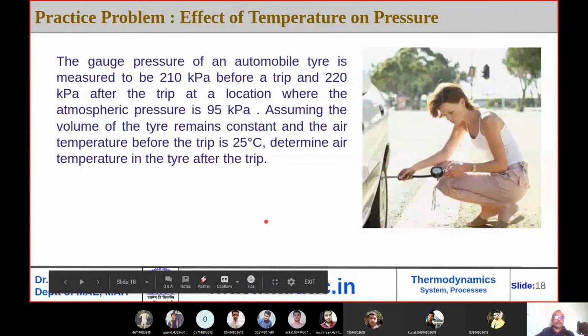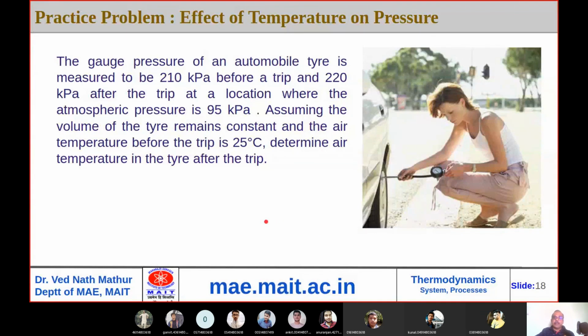Just to give you an idea, this is a question which we discussed, and I also gave you in one of the class tests in your third semester. If the gauge pressure of an automobile tire is 210 kilopascal before a trip and 220 kilopascal after the trip, at a location where the atmospheric pressure is 95 kPa, assuming the volume of the tire remains constant and the air temperature before the trip is 25 degrees centigrade, determine the air temperature in the tire after the trip.